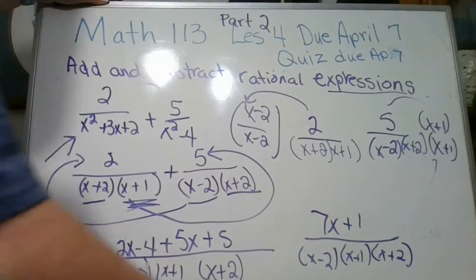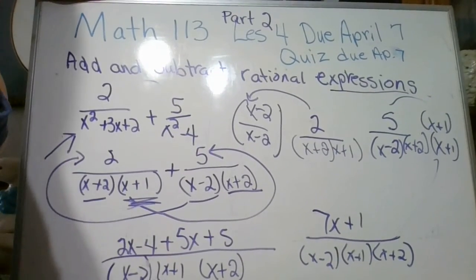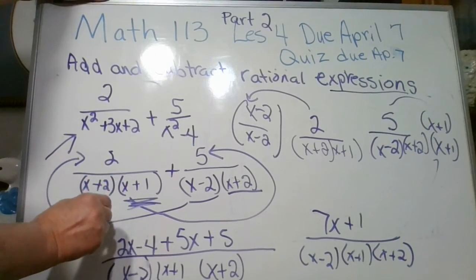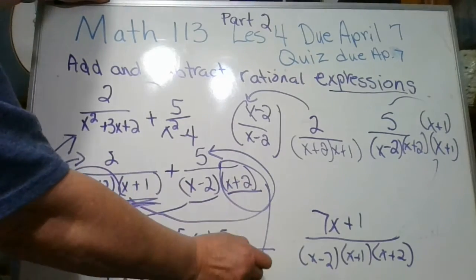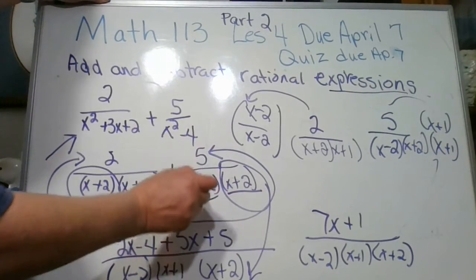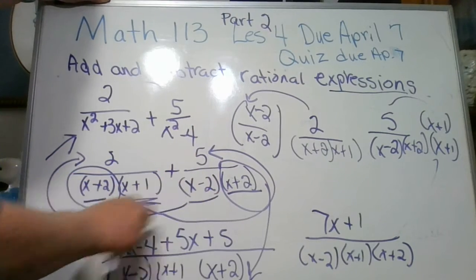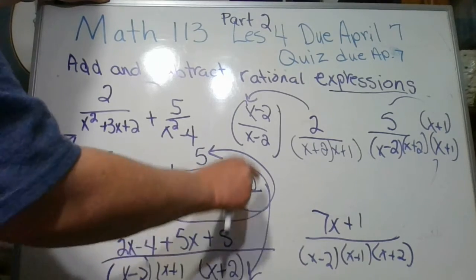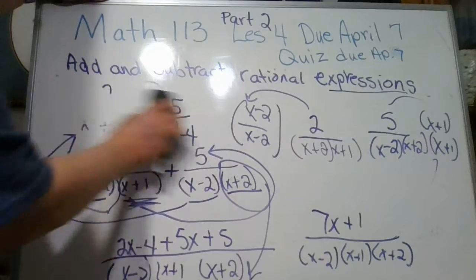So just another little review here. The denominator has to be the same. If they both have a common denominator, we bring it automatically down here. Then the one that is not common in this term has to be multiplied over here, and the one that's not common in this term has to be multiplied over there. Hope you got that. If not, just rewind.